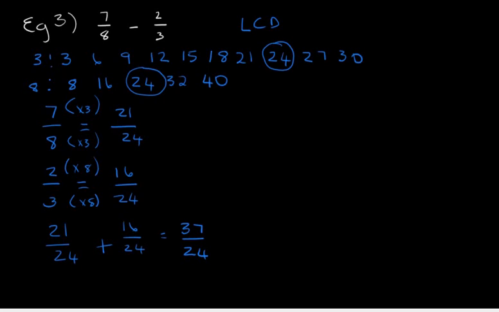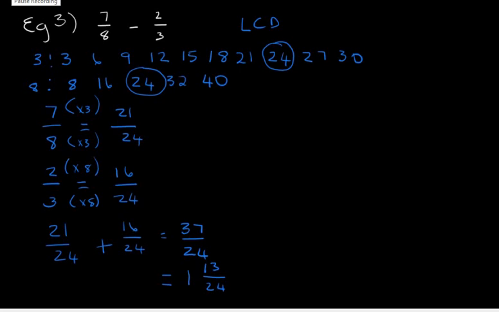Now, if they had to ask you to write your answer as a mixed number, how would you do that? We covered this in the previous section. What we do is we say 24 divides into 37 how many times? Once. So 1 times 24 is 24. What are we left with? We are left with 37 minus 24. And what is 37 minus 24?